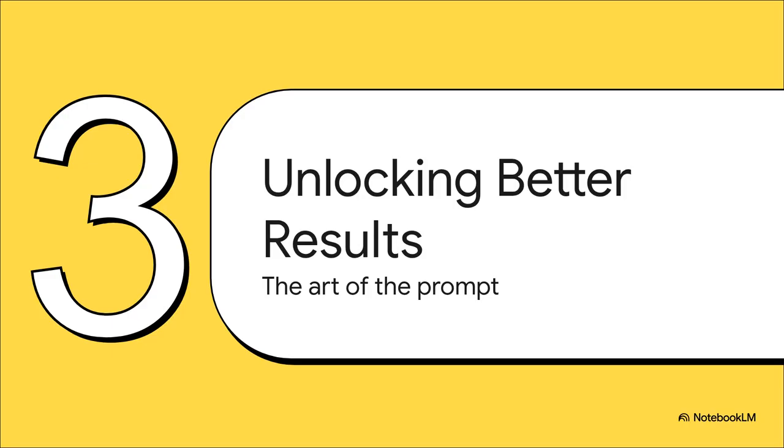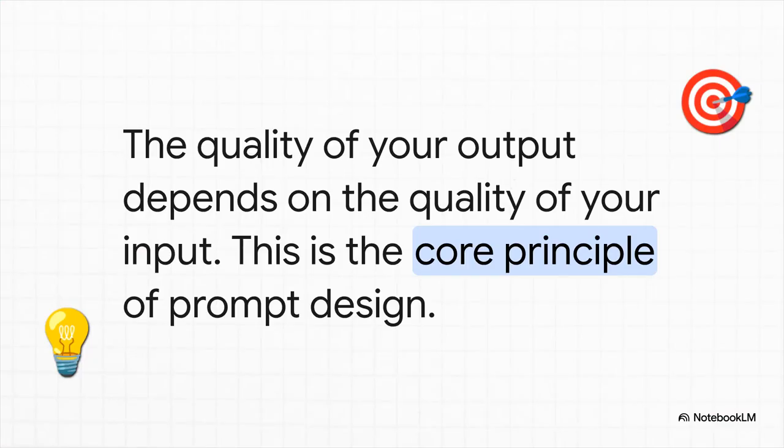Okay, so you can build an app. That's amazing. But how do you make the AI do exactly what you want? To get those really good, really predictable results, you need to get good at what we call the art of the prompt. It really all boils down to one simple but super powerful idea. The quality of your output totally depends on the quality of your input. You put garbage in, you get garbage out. Crafting those really effective inputs is called prompt design, and it's how you really take control of the AI.